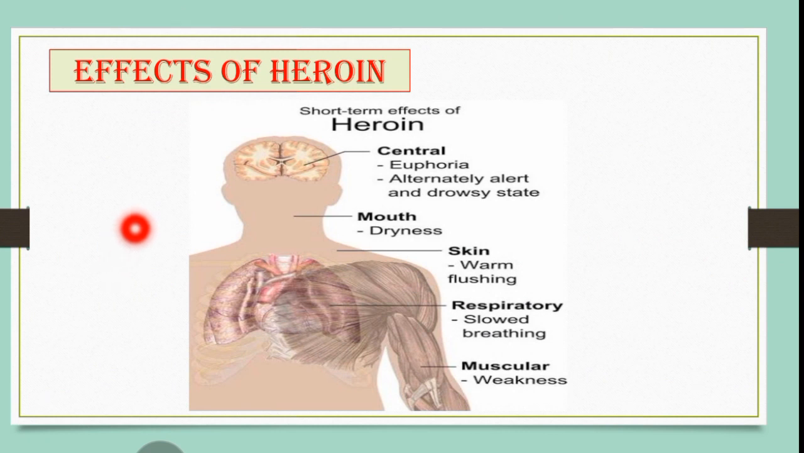In this slide, I will explain the body parts of a human body and the effects of heroin. This is the central nervous system of the human body, and the effects of heroin are euphoria, an alternately alert and drowsy state, dry mouth, warm skin, and flushing. The respiratory system, which is responsible for breathing, becomes slow, and the muscular system, the muscles responsible for our relaxation and flexion, becomes weak.